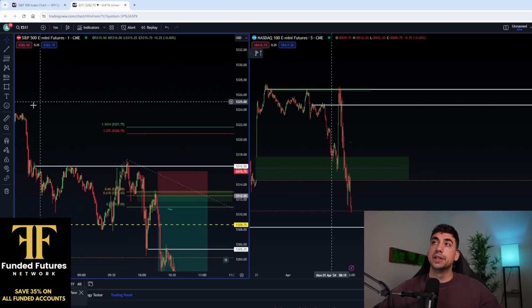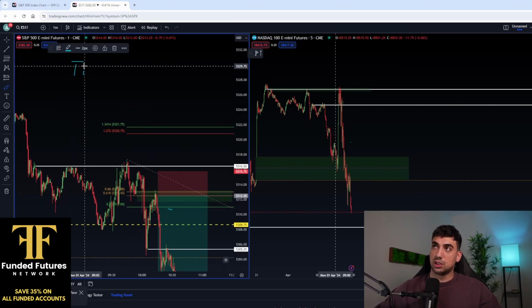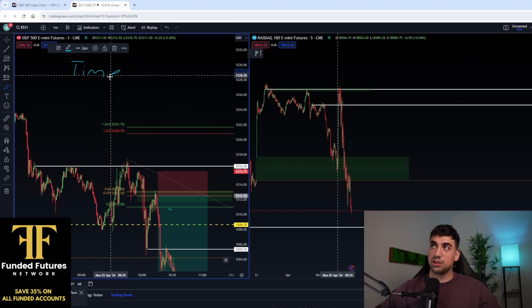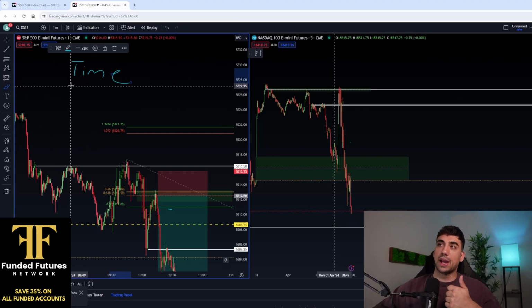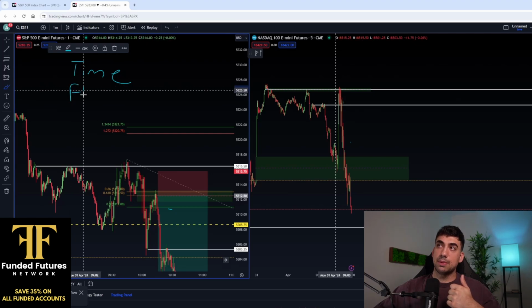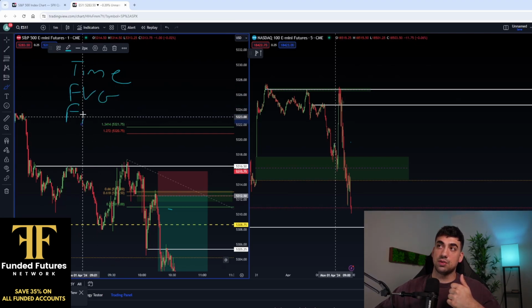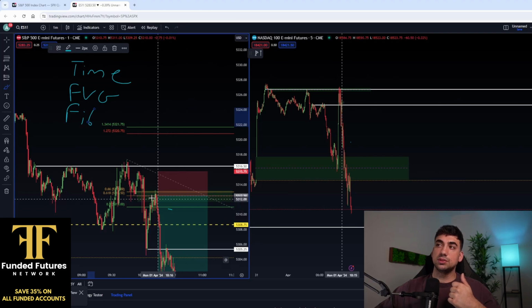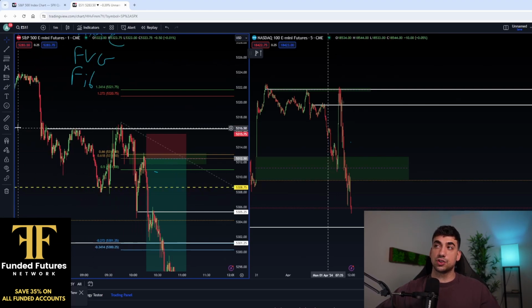So we had a lot of different confluence. What do we have? We had time. I tell you guys, we always need 3 confluences at the very least to enter a trade. We have time. We had a fair value gap or an imbalance, whatever you want to call it. We had the Fibonacci, which was this golden pocket pullback. So we had 3 confluences to go into this trade.